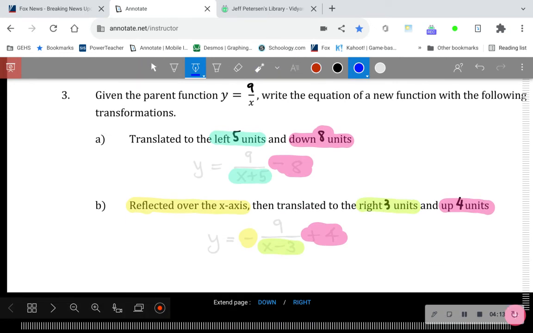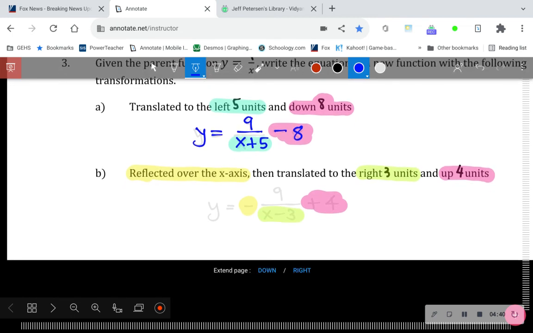Okay, to finish the page, we have a parent function of 9 over x given to us. And we want to translate this 5 units to the left and 8 units down. So first of all, the parent function is 9 over x. We'll add 5 to it, which moves it to the left. And then we'll subtract 8 on the end down here, which moves it down.